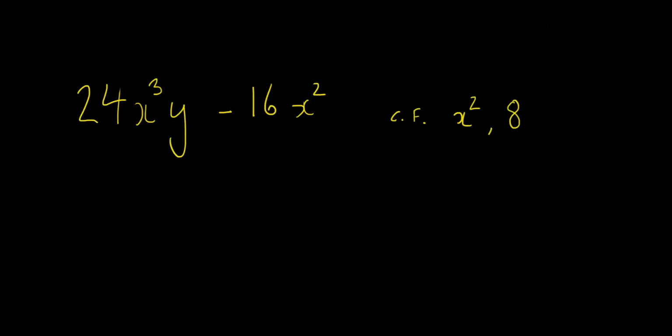How many 8s in 24? 3. So they go into it. That's the highest factor. What I'm going to do is put 8x squared outside the bracket.